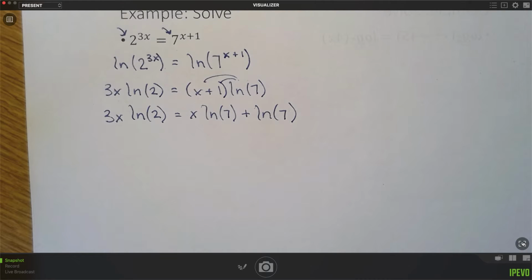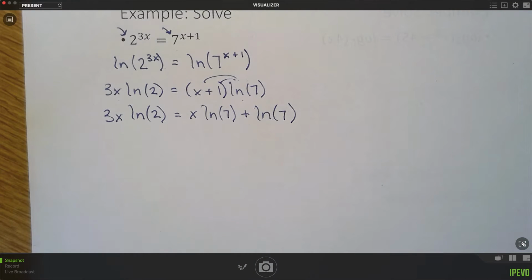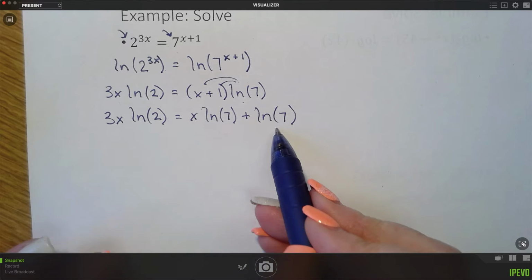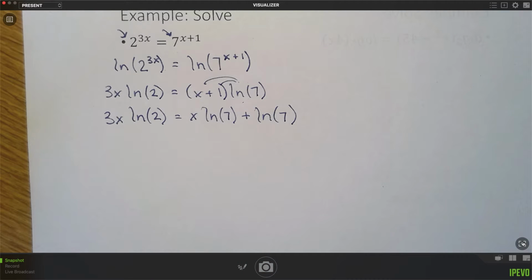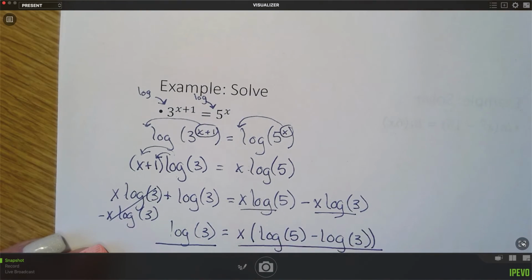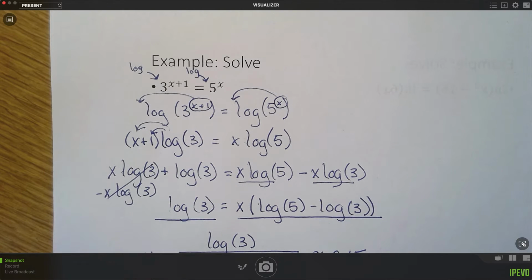Why are there two natural logs of 7? Because you distributed the natural log of 7. You have x natural log of 7 and 1 times natural log of 7. You don't distribute a 7, you distribute the natural log of 7. You're distributing the whole thing.